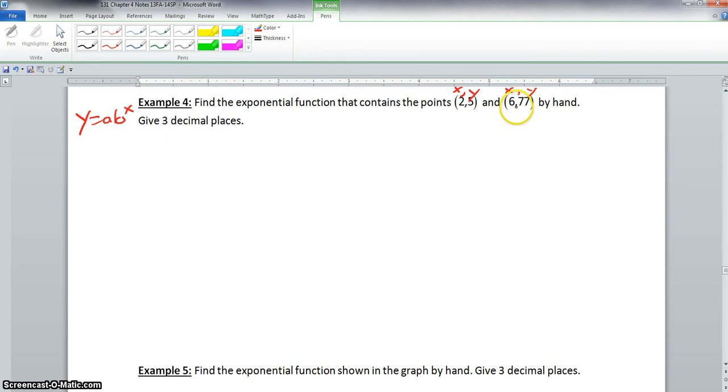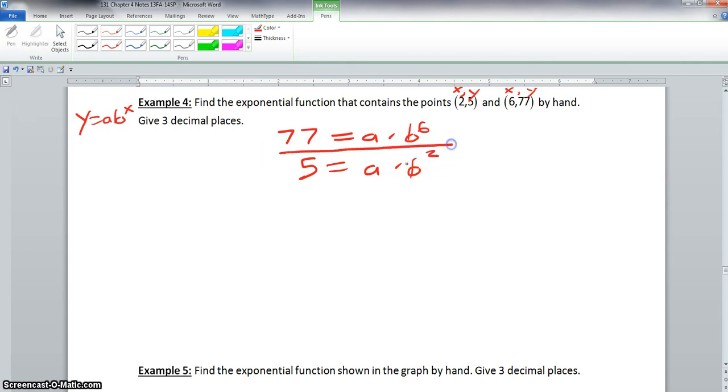Now, what we're going to do is take the larger value of our x and y, or our biggest x, which is 6, and we have 77. So we'll first substitute for that value. So we have 77 is a times b to the 6th. Now, we're going to substitute for our smaller x value, so our x and y value. So we have 5 is equal to a times b to the 2nd power.